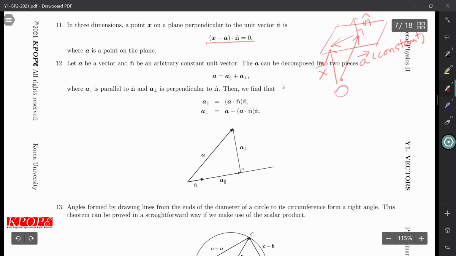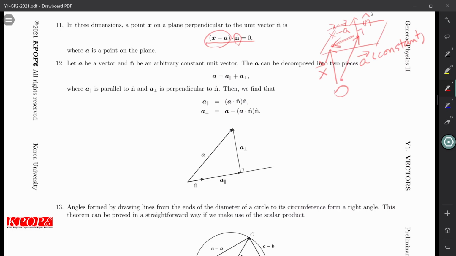And the difference between x and a is x minus a, right? So, because n hat is perpendicular to this plane, any vector on this plane is perpendicular to this unit vector n hat. Therefore, the scalar product between x minus a and n hat must be 0. Okay.